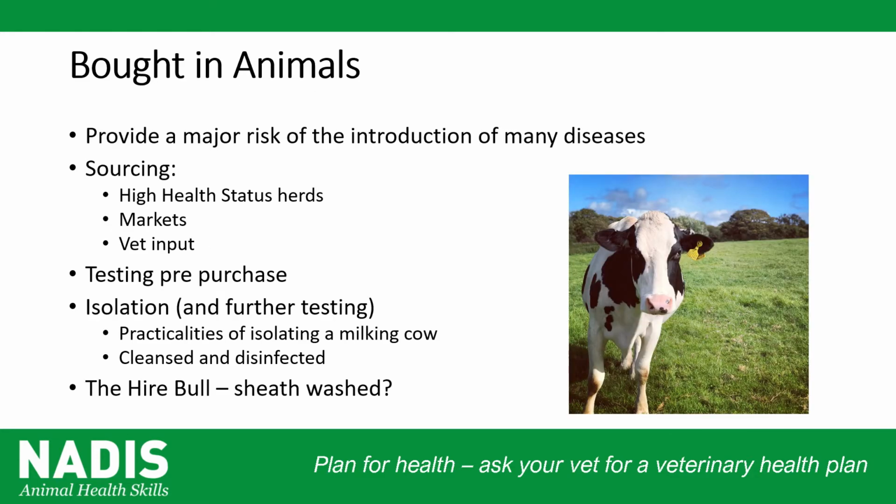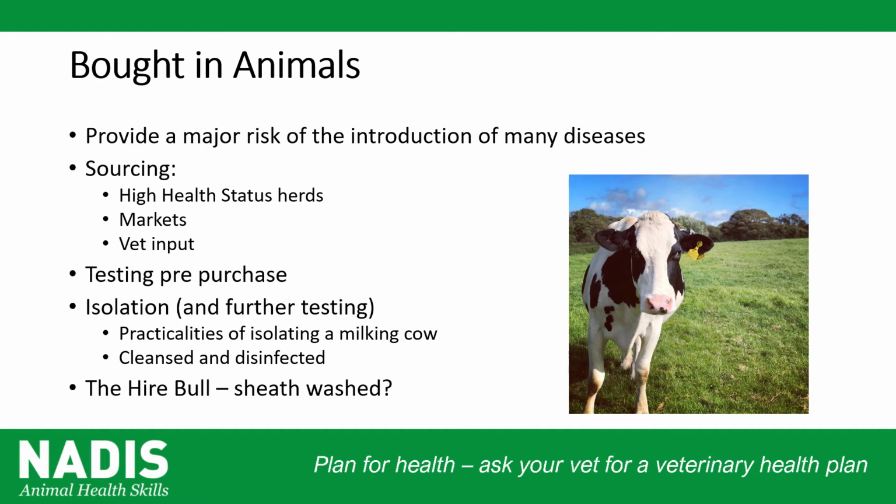So, brought-in animals is our first point. It's one of the major risks of bringing disease in. There's a number of different ways you can source brought-in animals. So, there are high health status herds where they might be accredited for diseases like BVD or IBR, and they're going to be very low risk for bringing those diseases in. You can be sourcing through a market, and the important thing to remember with the market is even if the animal's disease-free at the point it enters the market, there's a lot of mixing going on at markets, and the chance of picking up something actually at a market is slightly higher.